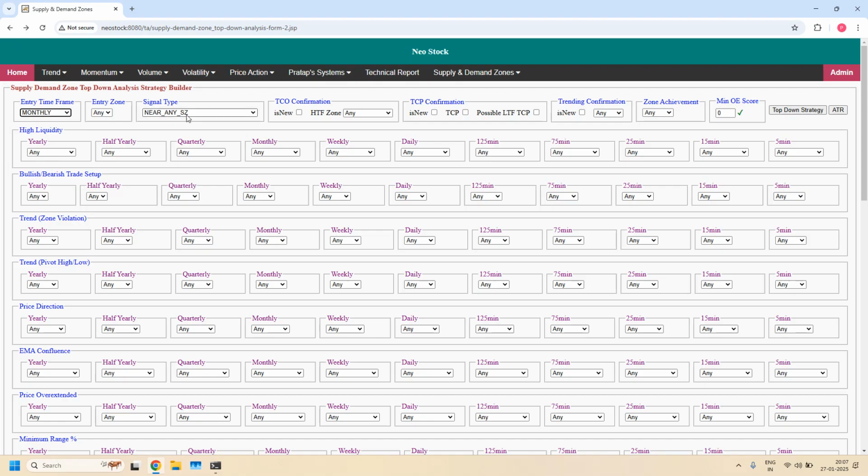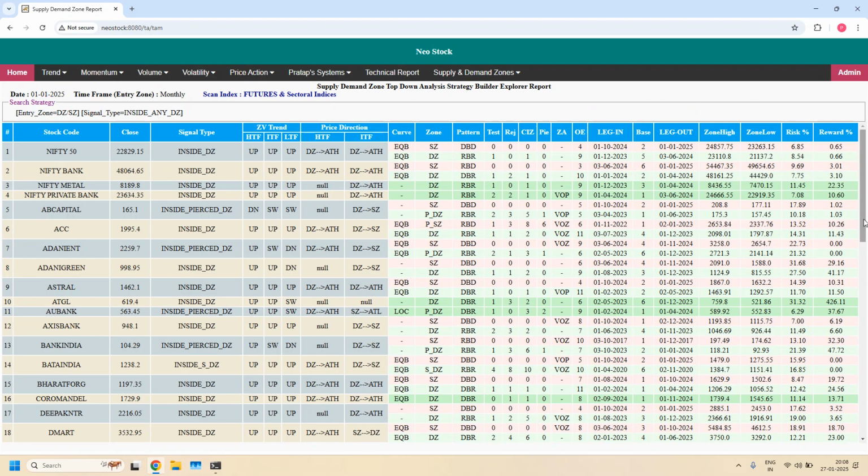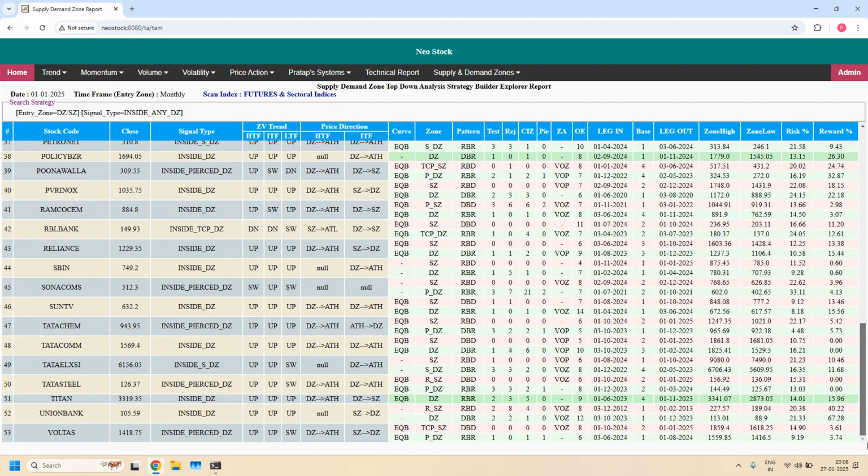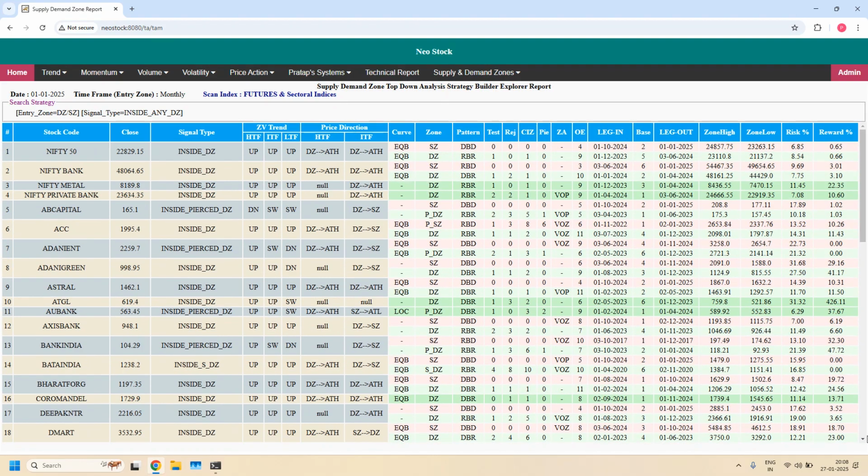Next monthly time frame, price closed inside the monthly demand zone. We got 53 stocks. In the first 18 stocks in the list, both Nifty and BANKNIFTY are closed inside the monthly demand zone. I am scrolling the list down. First 18 stocks you are seeing in the list.